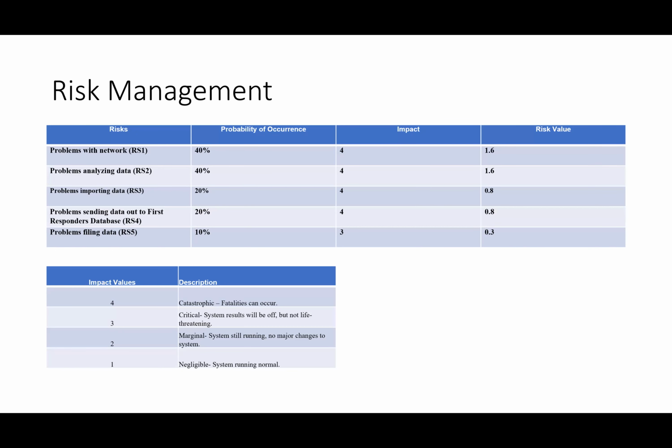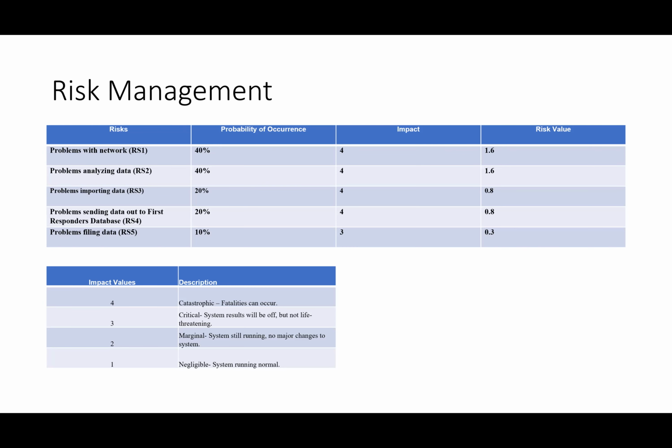But the first one, problems with the network. There's a 40% probability of occurrence, and the impact would be 4. So going into the impact values, 4 is catastrophic. Fatalities can occur.